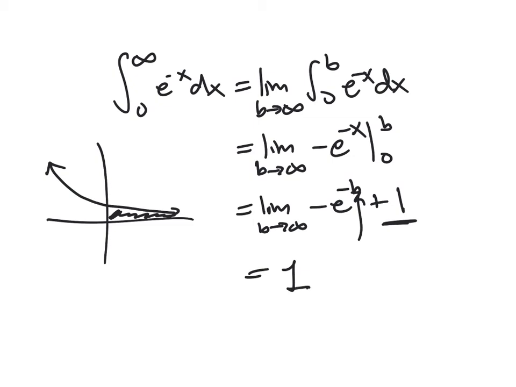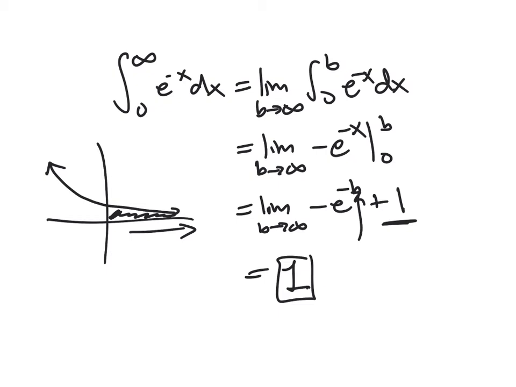And so again, this may seem like a surprising result that, okay, we have area, this band is going to go on forever, although it's getting thinner and thinner as you go right. There's actually only a finite area, and in fact, a very small finite area of 1 underneath this curve.